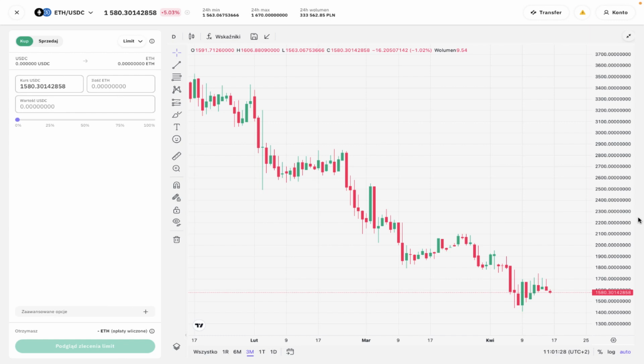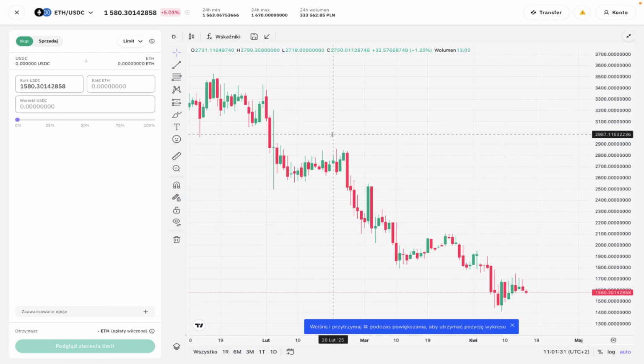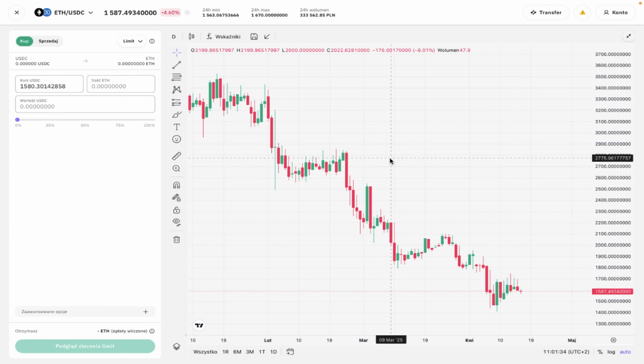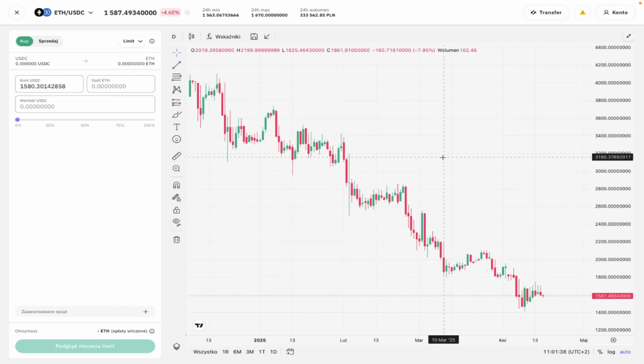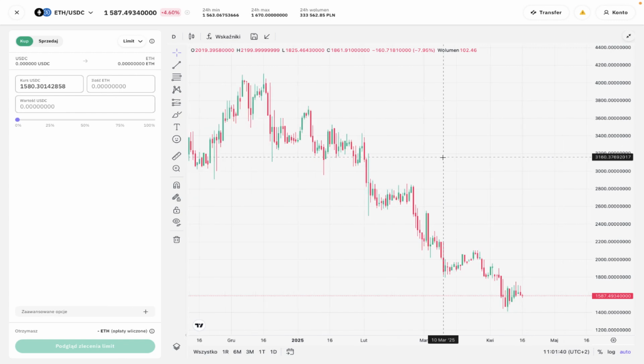We are looking at the Ethereum quoted to USDC at Zondacrypto, daily time frame chart, Japanese candlesticks. So what do we have here? Let me just explain what we are trying to find out here.